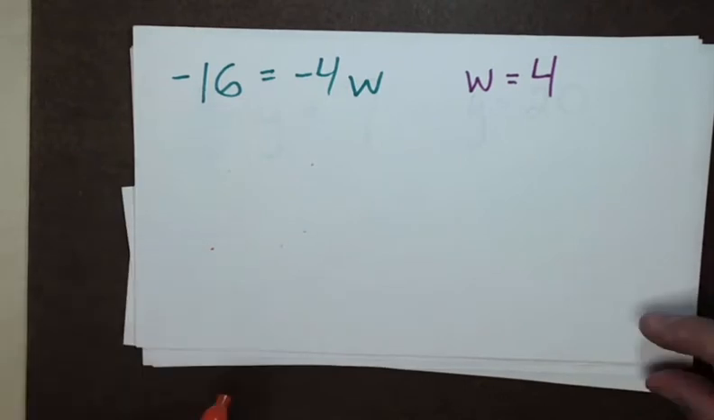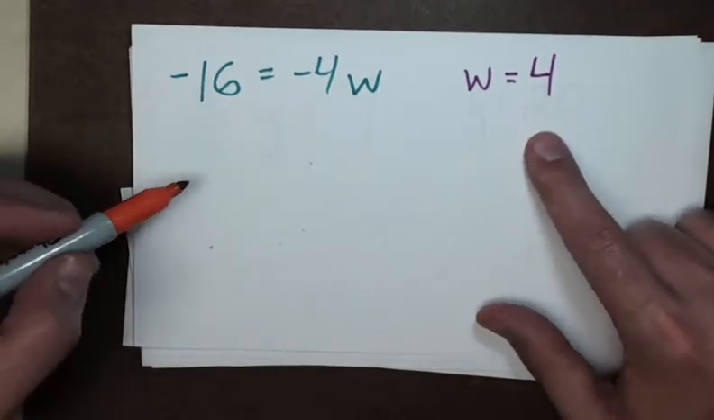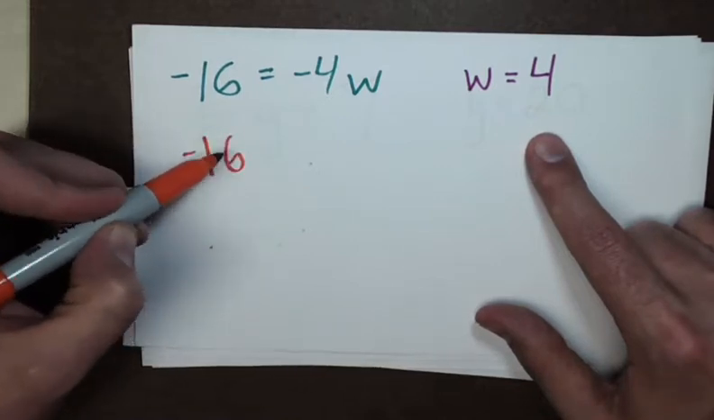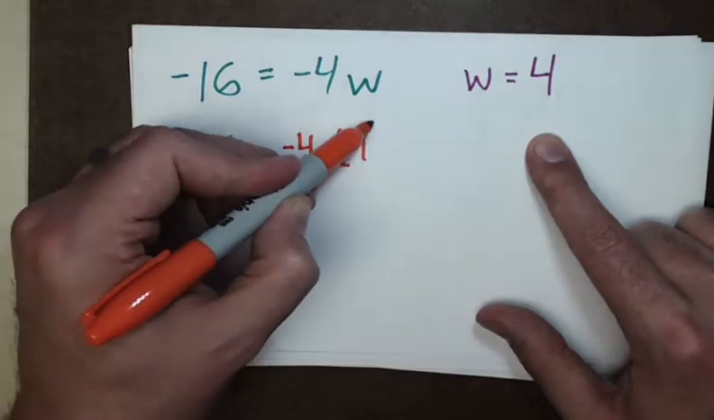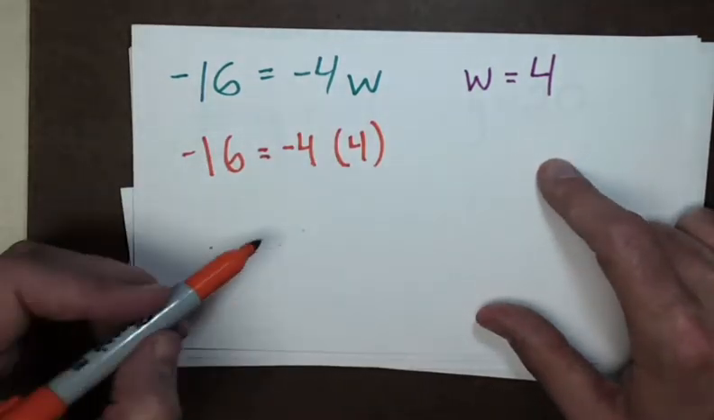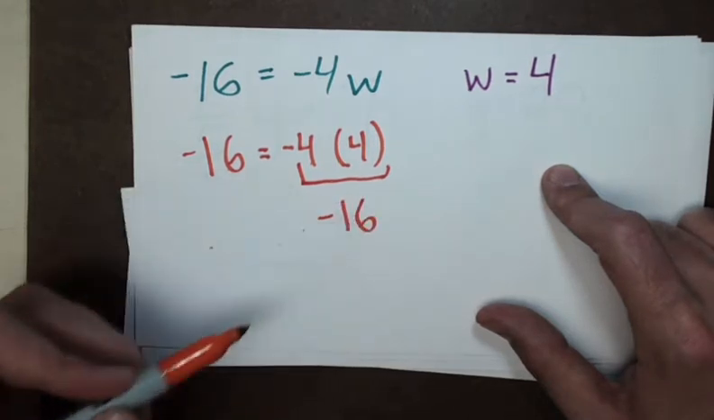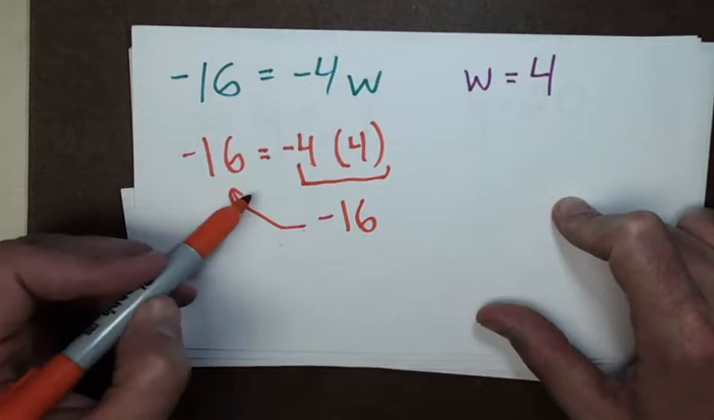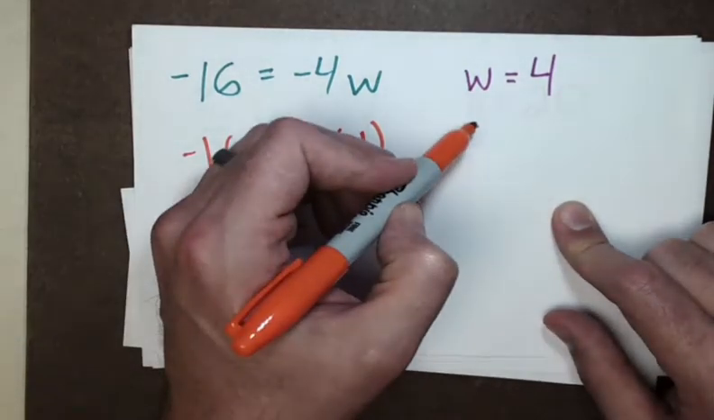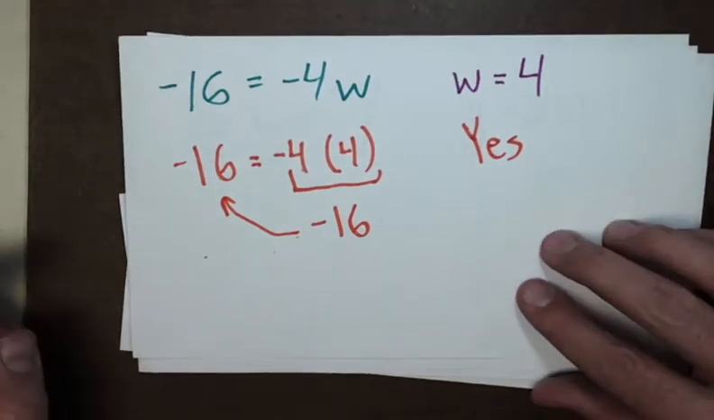Alright, -16 equals -4 times w. Let's see if w equals 4 is a solution. -16 equals -4 times 4. Alright, -4 times 4 is -16. Looks like this side and this side are equivalent. Okay, so yes, w equals 4 is the solution for this equation.